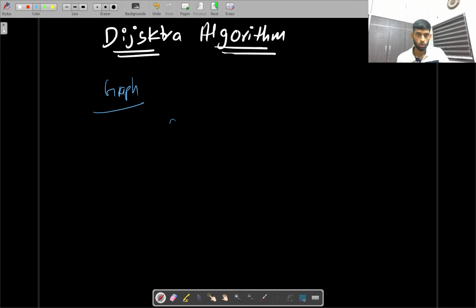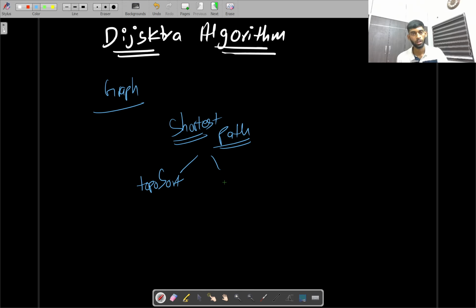Now, shortest path can be calculated using many tricks or using many algorithms. One of them is using topological sort. One of the ways which we are going to understand today is Dijkstra's algorithm. There are many ways, but the primary difference between these two algorithms is that topological sort uses DFS, Dijkstra's algorithm uses BFS.